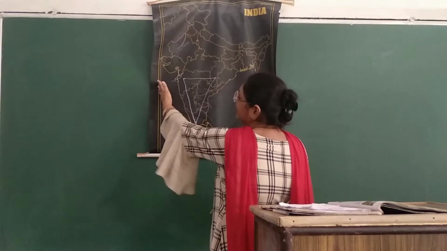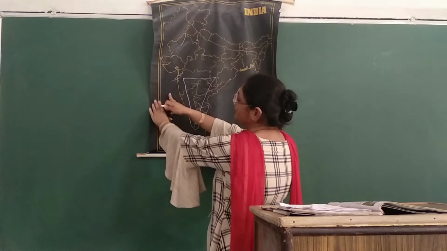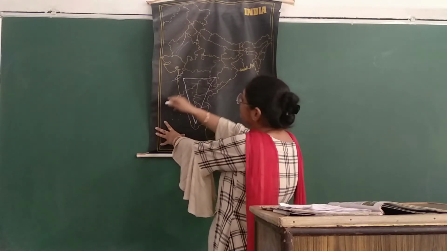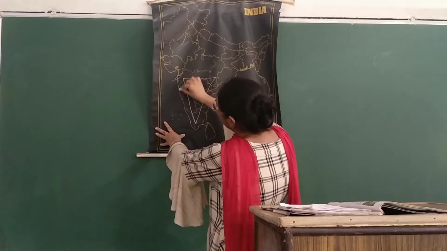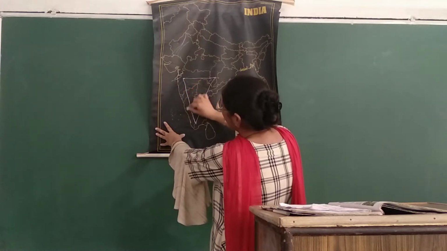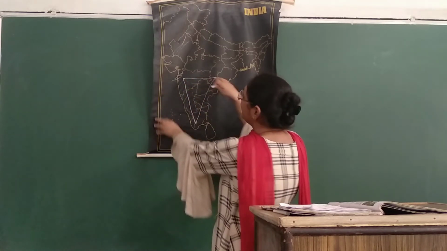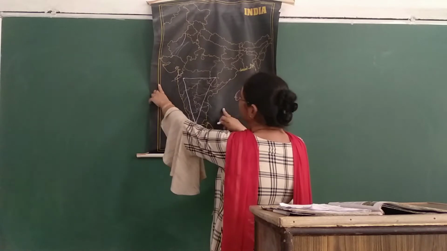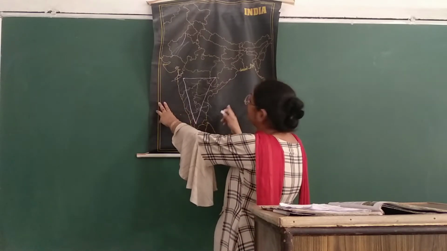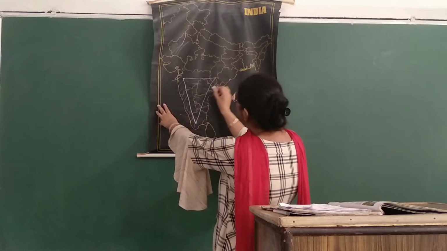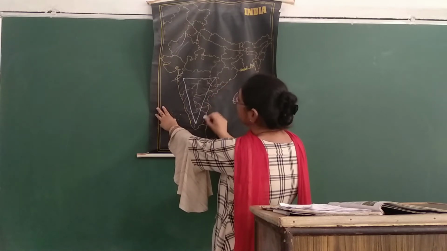The area that is touched with the Arabian Sea is known as the Western Coastal Plains, and the area which is touched by the Bay of Bengal is known as the Eastern Coastal Plains.